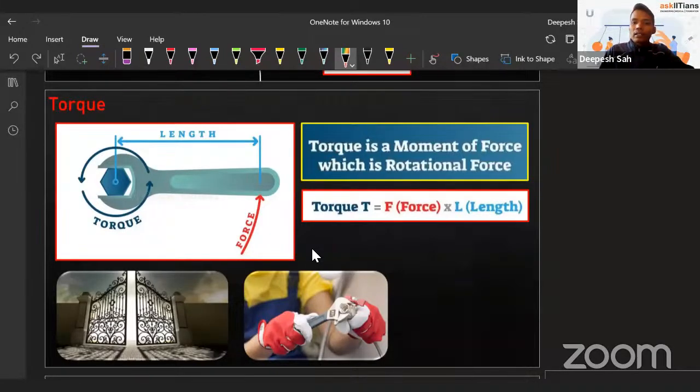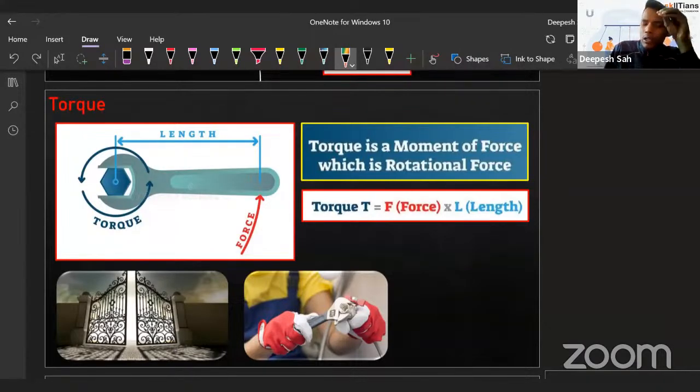So we can define torque as the rotational force. Whenever you apply a rotational force on anything, that's torque. Imagine you are taking a gate and you are trying to push it. But when you actually push it, what happens to the gate? Is it actually moving away? No, it is actually rotating about this particular axis over here. Okay, very important. This is the first thing.